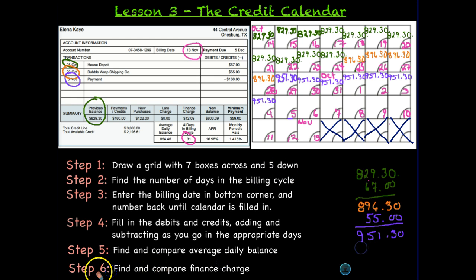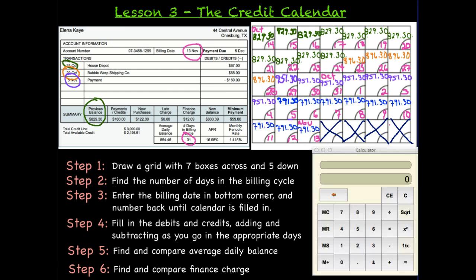So instead of $951, I'm going to need to subtract $160 from the $951. And that'll give me a new balance of $791.30. And it looks like I don't have any other transactions, so I will continue to write $791.30 in each of these squares until I get to the end of the billing cycle. Okay, now I'm finished. And I should have 31 days because it's a 31-day billing cycle all filled in.